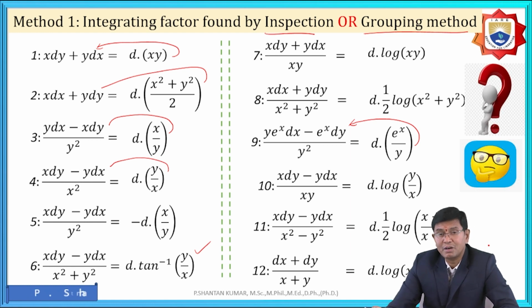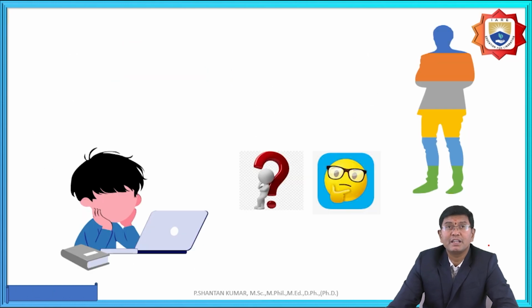These are the formulas, some roughly, that I have given here. Based upon these, when the given differential equation is not exact, any one of these formulas may be helpful. Sometimes formulas other than these are also useful. We need to observe these, which are found by inspection, also called the grouping method.